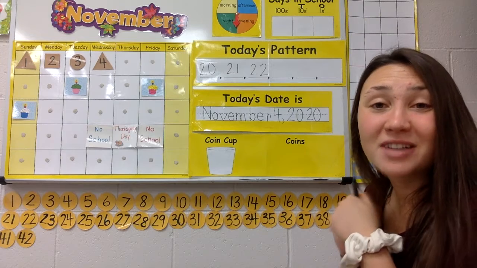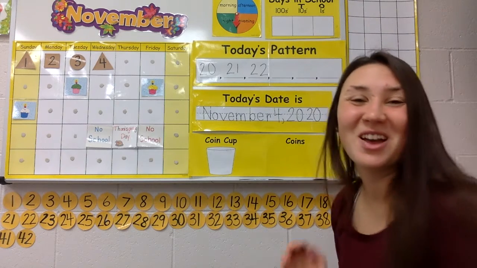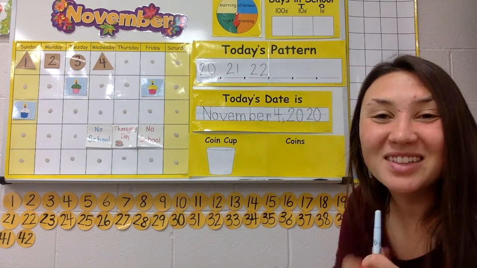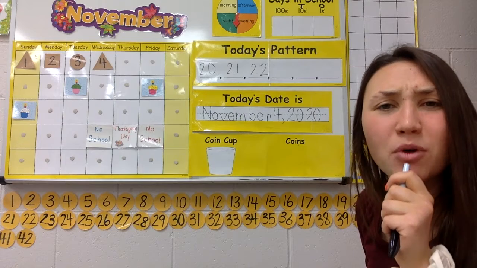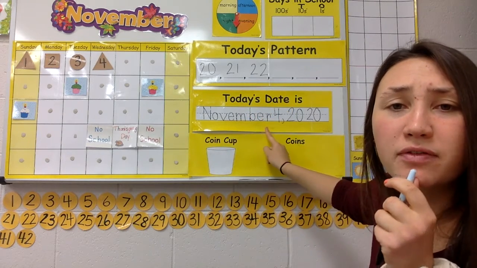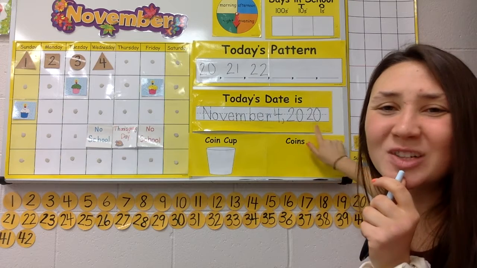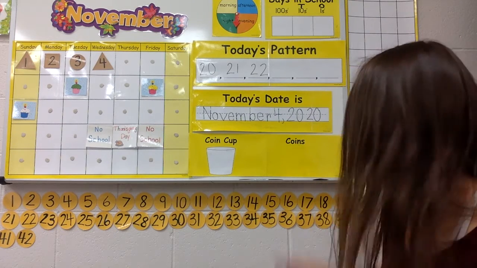It's time to announce our date. Remember, November 4th, 2020. So grab your microphone and you can announce the date with me. Ready? 1, 2, 3. Good morning, Milwaukee. Today's date is November 4th, 2020. Good job, kindergartners. Thanks for announcing it with me.